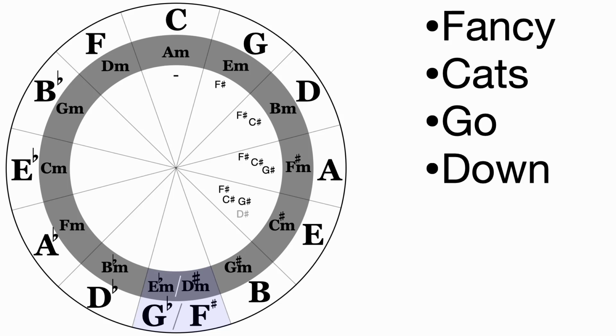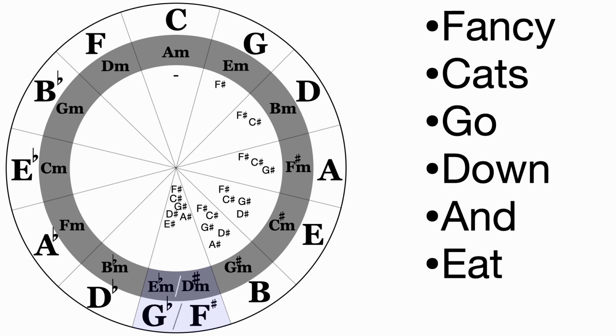Into E major, I say fancy cats go down. Now, when they go down, they're going to do something else, right? And so now in B major, I've got my five sharps, right? F, C, G, D, and A. How am I remembering that? Fancy cats go down, and what do they do when they go down?